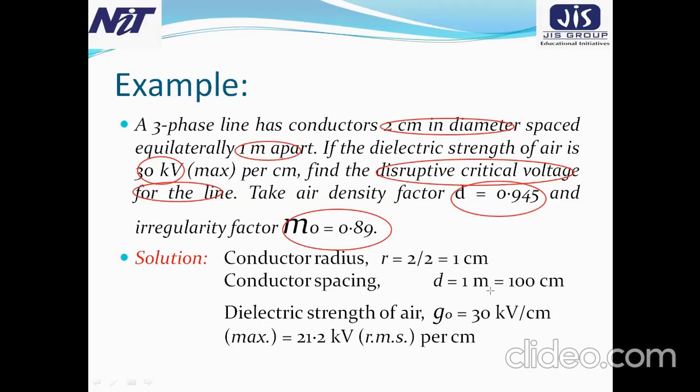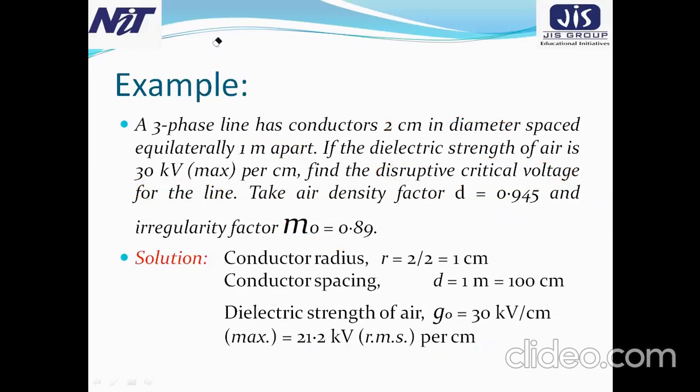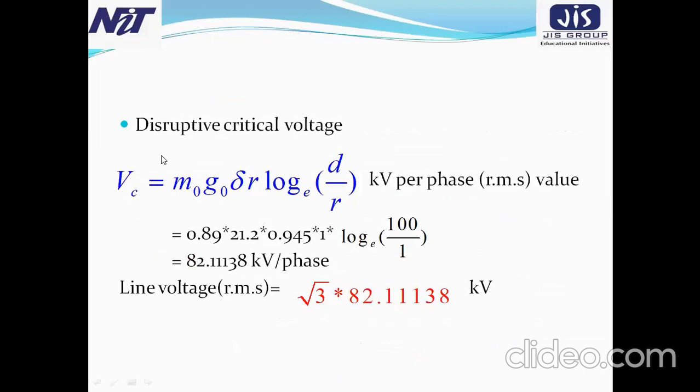We have to convert it to 100 centimeter, because r is in centimeter, so the spacing needs to be converted from meter to centimeter. The dielectric strength of air g0 equals 30 kV per centimeter, which is given, or in RMS form, after dividing by root 2, the 30 kV becomes 21.2 kV RMS per centimeter. Okay, so that part is also measured. Now, in the next slide, we have to find the disruptive critical voltage, that is Vc.